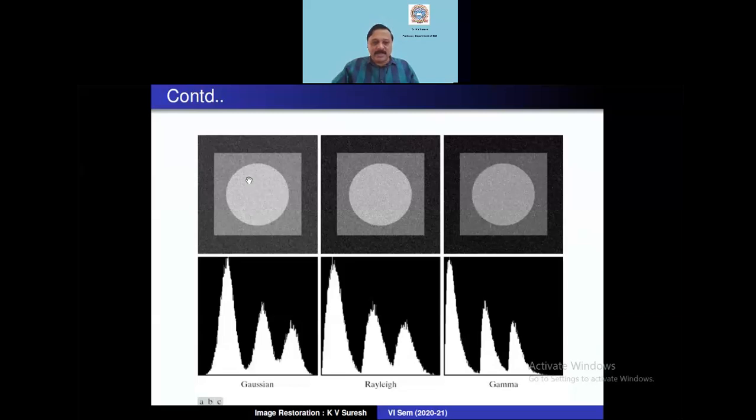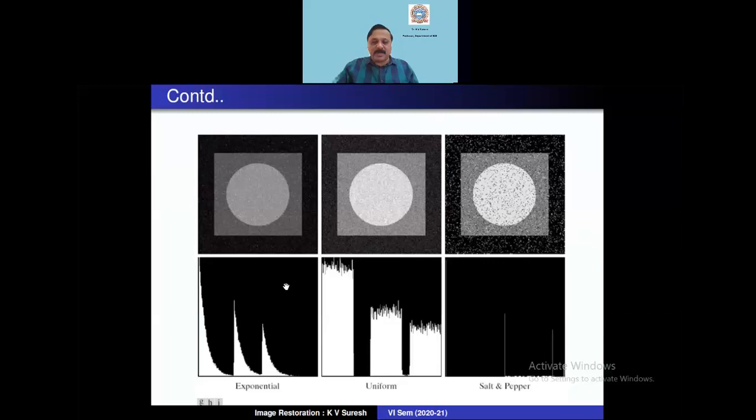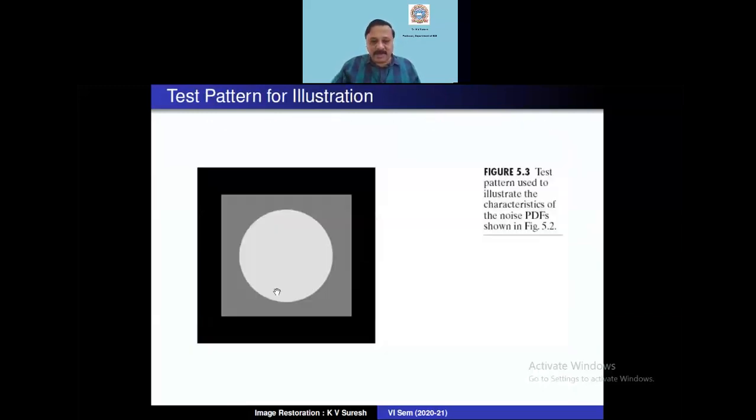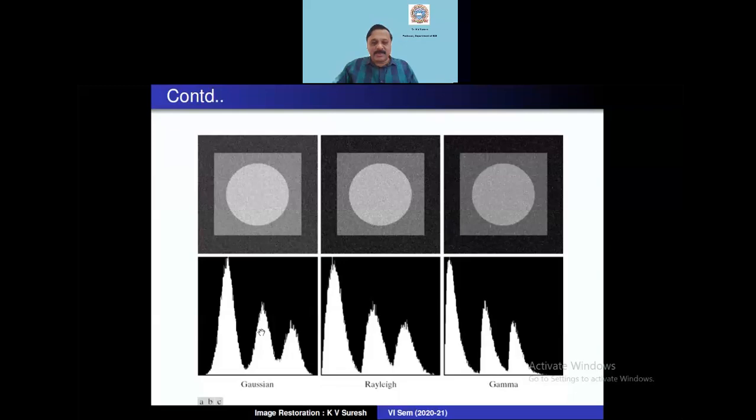So the advantage is, if I take the smooth region in the image and plot its histogram, the shape will tell me whether it is Gaussian type of noise, gamma type of noise, or Rayleigh type of noise. That is in fact the moral of this discussion. I repeat, I can take a smooth region in the image and plot its histogram. The shape will give me what type of noise it is. So at least you can determine what type of noise it is.